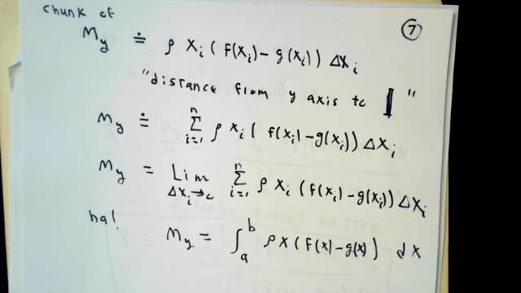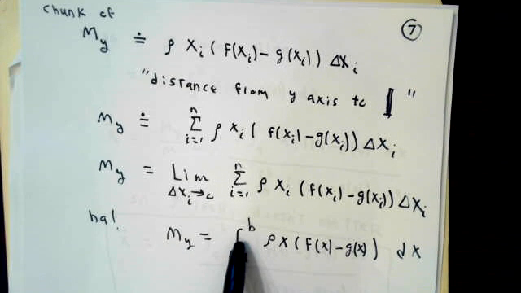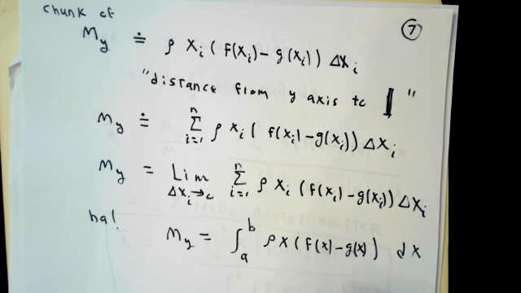And now this is exactly the kind of setup we've had before for integrals. The limit of the sum turns into an integral sign. The delta x_i's turn into dx. This is a constant factor, so I'll just write it down. And everything that had x_i in it in the Riemann sum just becomes x. So the moment about the y-axis is given by this integral.